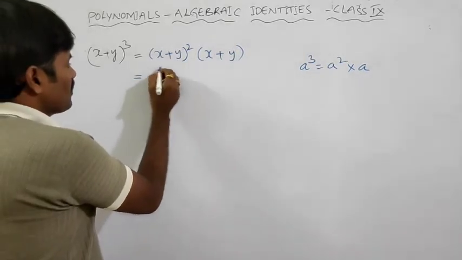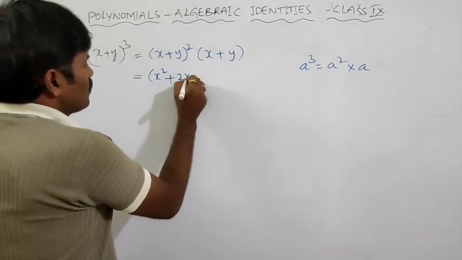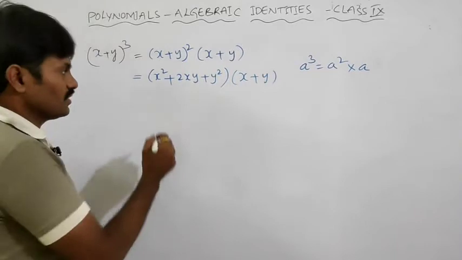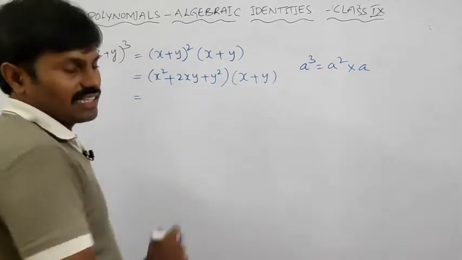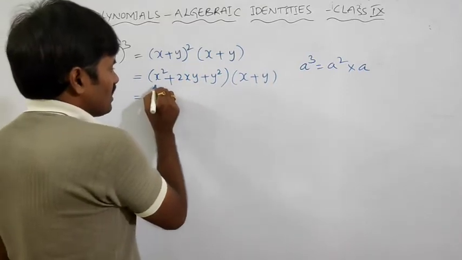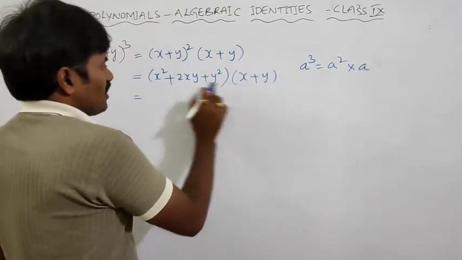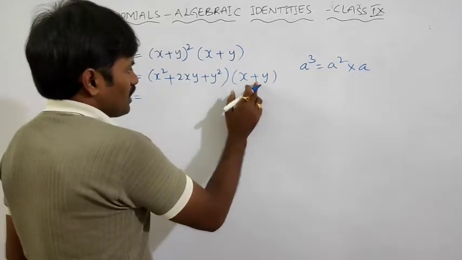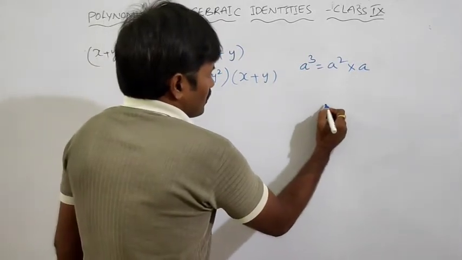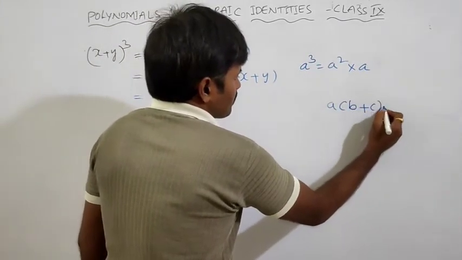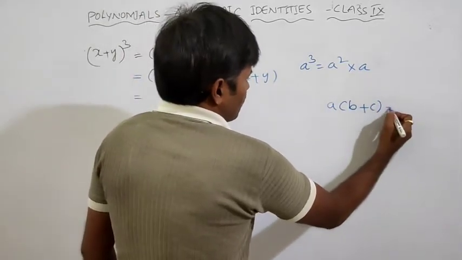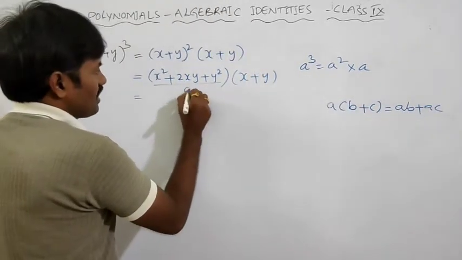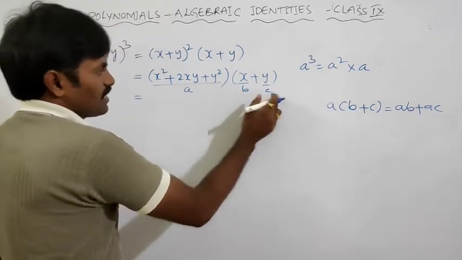So what is the formula of (x plus y) whole square? x square plus 2xy plus y square, into (x plus y), is it? Now multiply using the distributive property. If you consider it as a single term, then x square of (x plus y), or else in reverse also we can do. So x of this whole expression plus y of this whole expression, like a into (b plus c) can be written as ab plus a into c, ac. If you consider it is a and it is b and it is c, then ab plus ac.